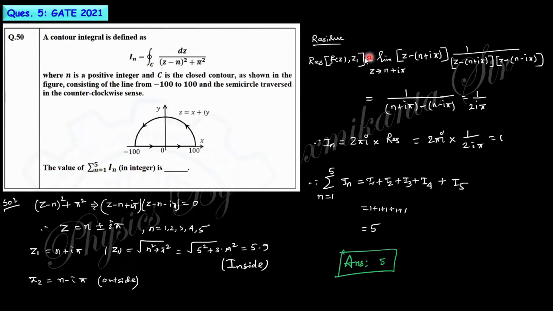So only the inside residues can be found from this relation, which is 2 i pi. So the integral is 2 i pi times the sum of all residues, so this is 1, and just summing this over n, which is also 5, the answer will be 5.